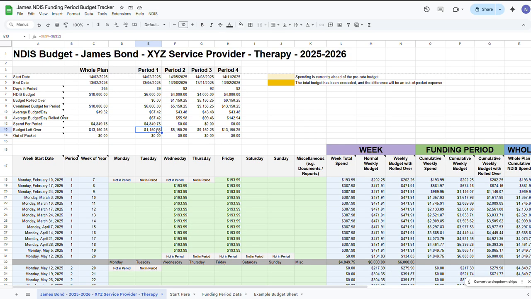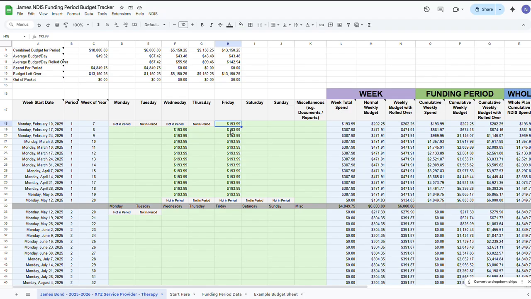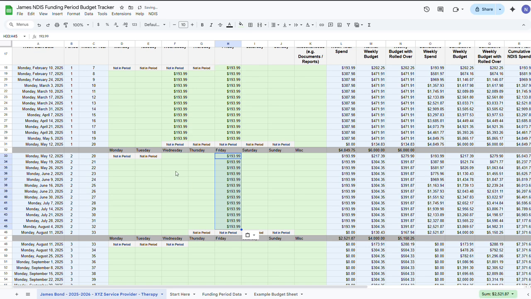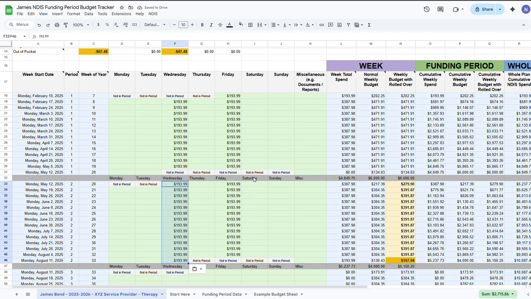Now the leftover budget of $1,150 has been rolled over into period 2. So period 2 starting budget was $4,000, and because the rolled over amount was $1,150, I now can spend in period 2 $5,150.25. So I'm going to go down here and I am going to put in my OT on Fridays and my speech pathology on Wednesdays. So I'll paste both of those in.